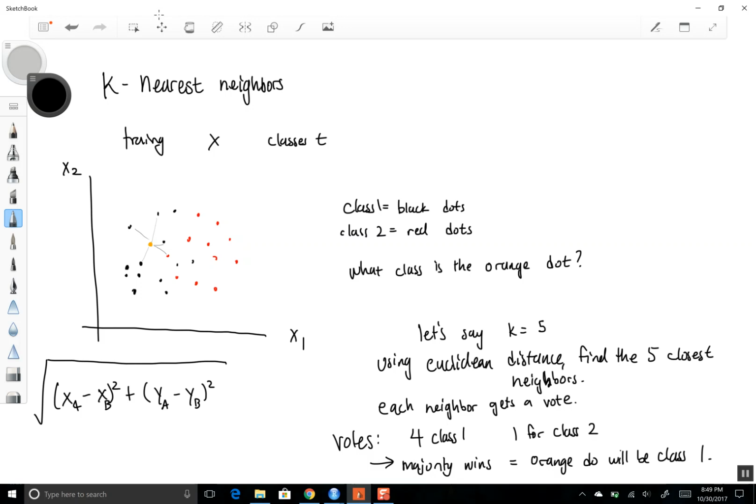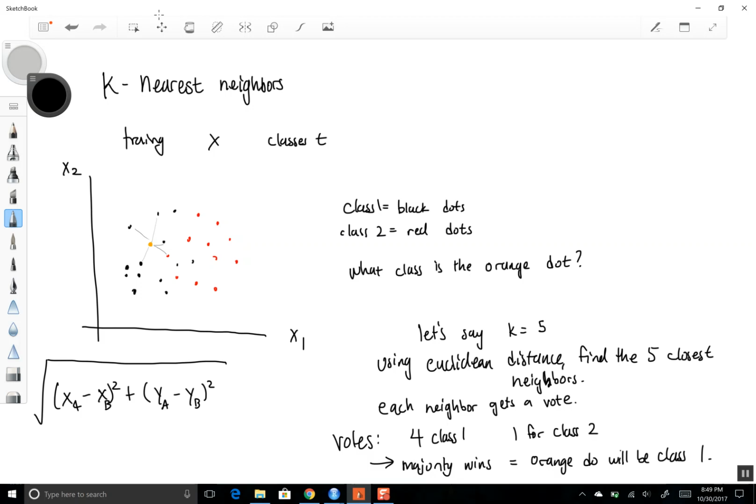And this generalizes to more than 2 dimensions. Okay, so in 3 dimensions, you still have Euclidean distance. You do the distance from xa to xb, ya to yb, and za to zb. And then in hyperspace with 4 or 5 or 6 dimensions, whatever you want, you just find the Euclidean distance between 2 points.